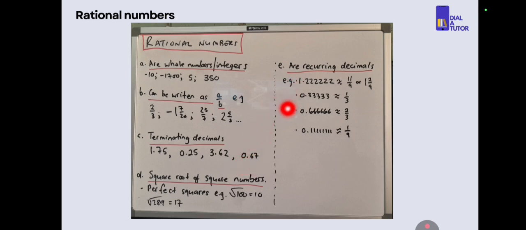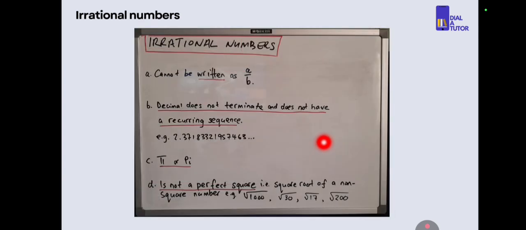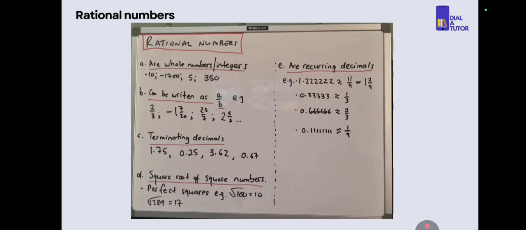Rational numbers are also recurring numbers. So 1.22222 can be written as 11/9 or 1 and 2/9. 0.3333 can be written as 1/3. 0.11111 can be written as 1/9.